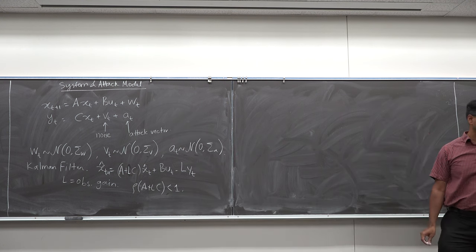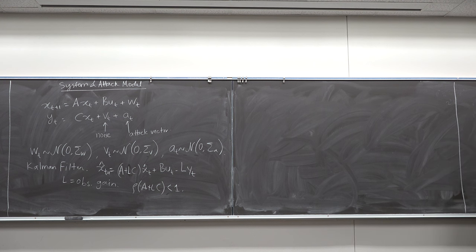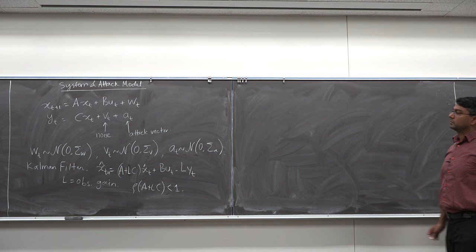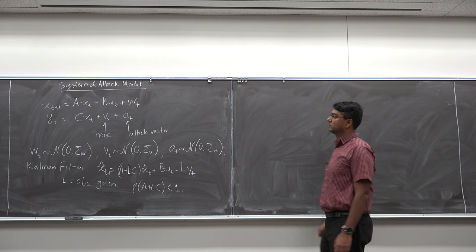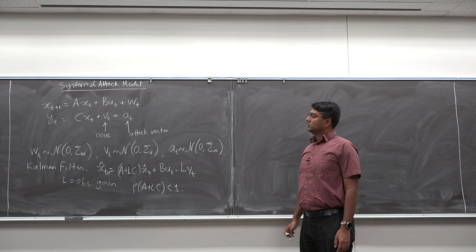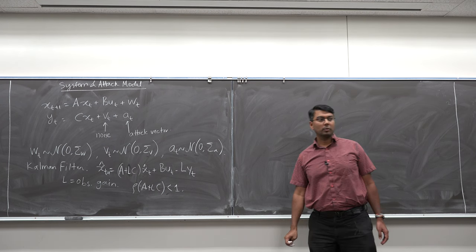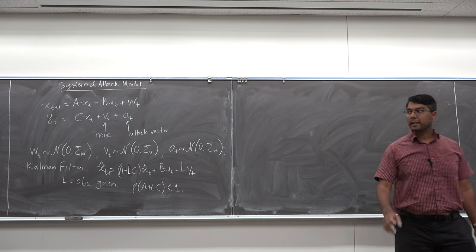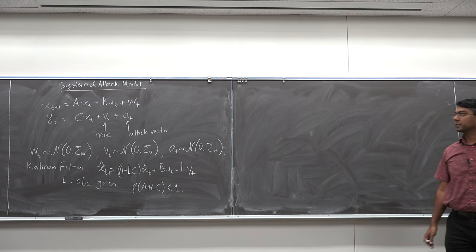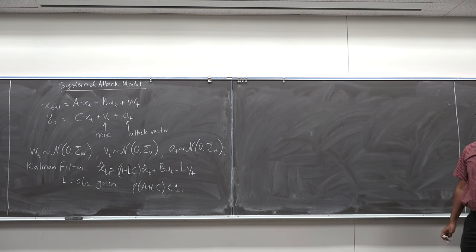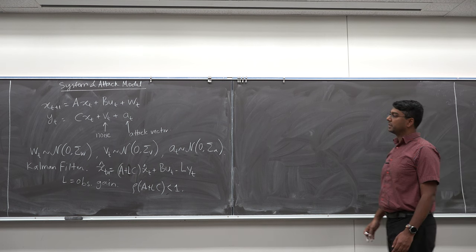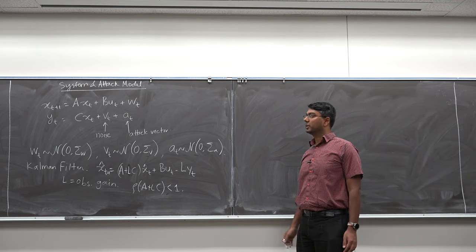Any questions so far? Is the attack model clear? We are just adding noise to the observation vector. So I have a car on the road, and the attacker is changing the reading of the rotation sensor in the wheel. Or I have a building, and the attacker is changing the temperature readings within the building.